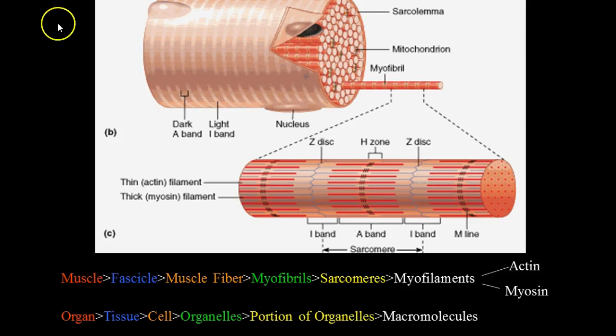So again, if you're comparing the muscle to a regular cell, then the muscle is the organ, the fascicle is the tissue, the muscle fiber is the actual cell, and the myofibrils, these structures right here, are the organelles. The sarcomere, which is Z line to Z line, is just a portion of the organelle. And then the myofilaments, actin and myosin, would be like the carbohydrates, lipids, and proteins found in regular cells, the other types of chemicals found within the cell.